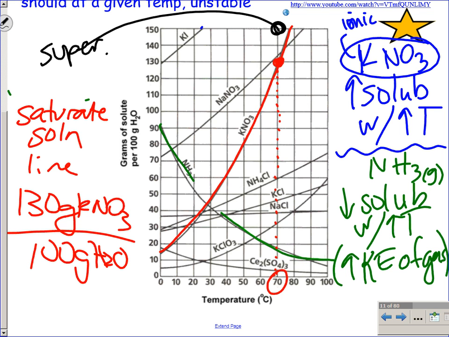And then what if I said, I'm only going to put 80 grams in there at 70 degrees Celsius? That would be what? Unsaturated. So 80 would be down here. Notice that I'm under the line, right? So I could put how much more in to make it saturated? From 80 to 130, I could add about 50 grams and it would become saturated. If I could slow down the precipitation rate, if I put 150 grams in there, how much would precipitate out to meet saturation? About 20. So 150 to 130 is 20. So do you see how to read this graph a little bit more?